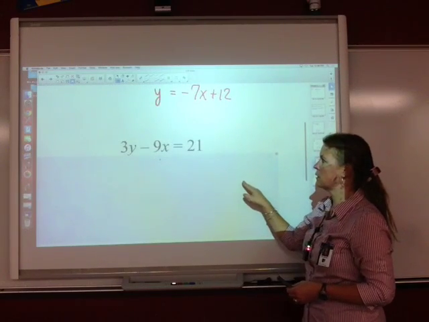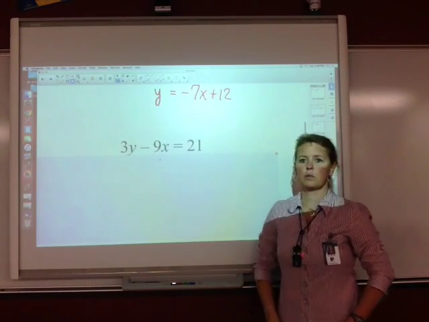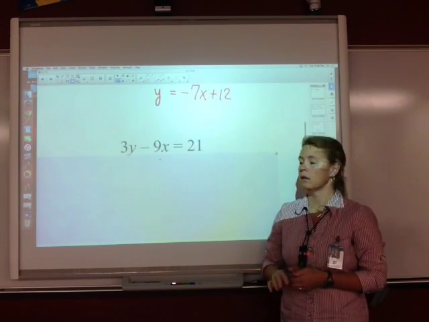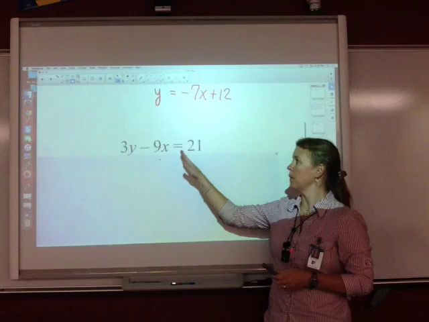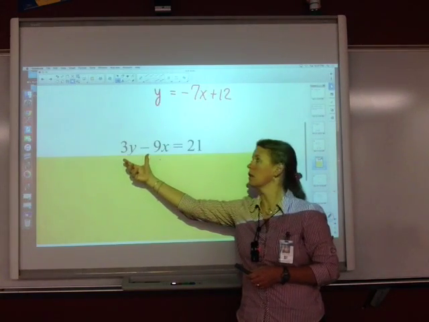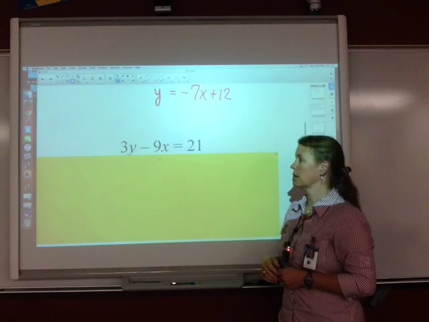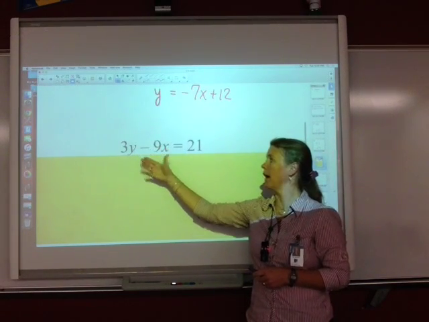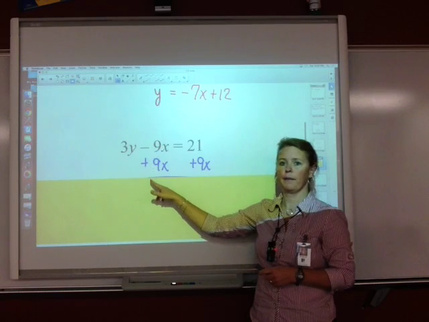The next problem is 3y minus 9x equals 21. This is going to take 2 steps. So you're going to do it with me. We'll practice together because not only do you have an x on the wrong side, but you also have a coefficient. The 3 is not where it belongs. So first step, just like in solving any equations, is to add 9x over to the other side.